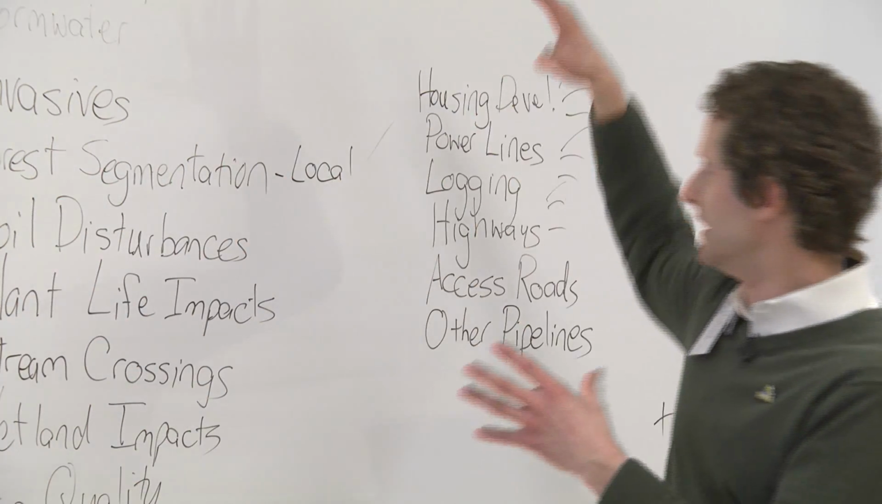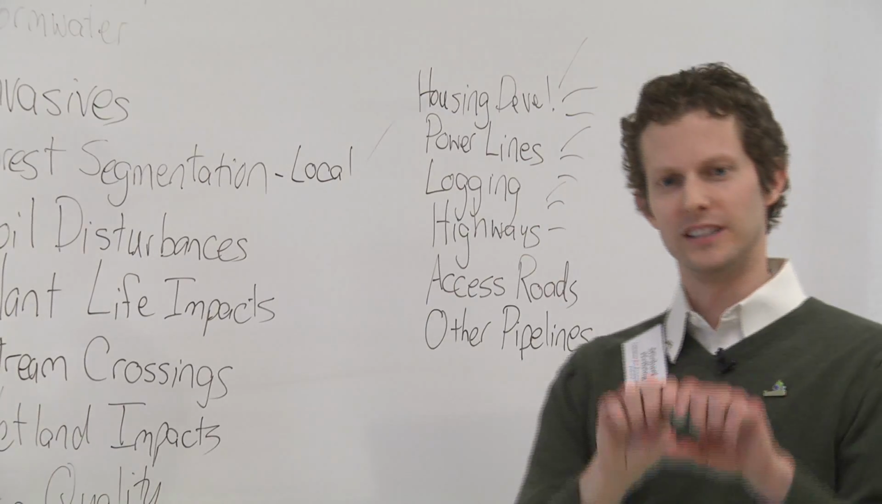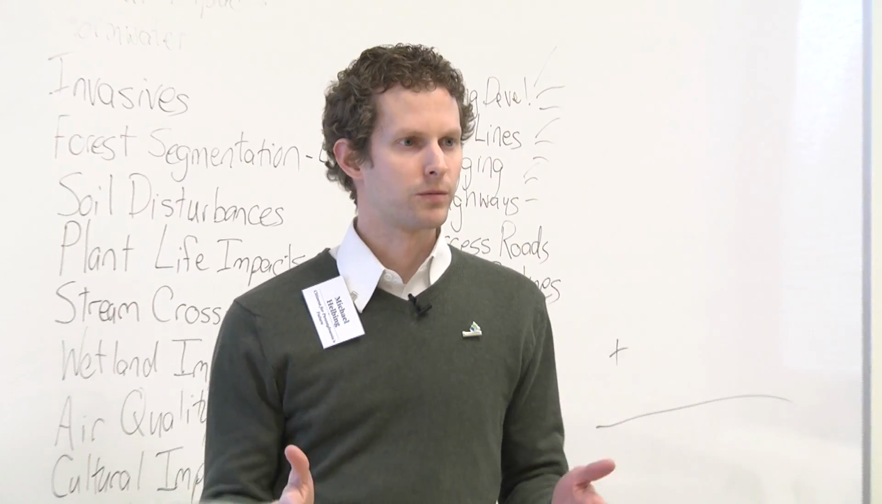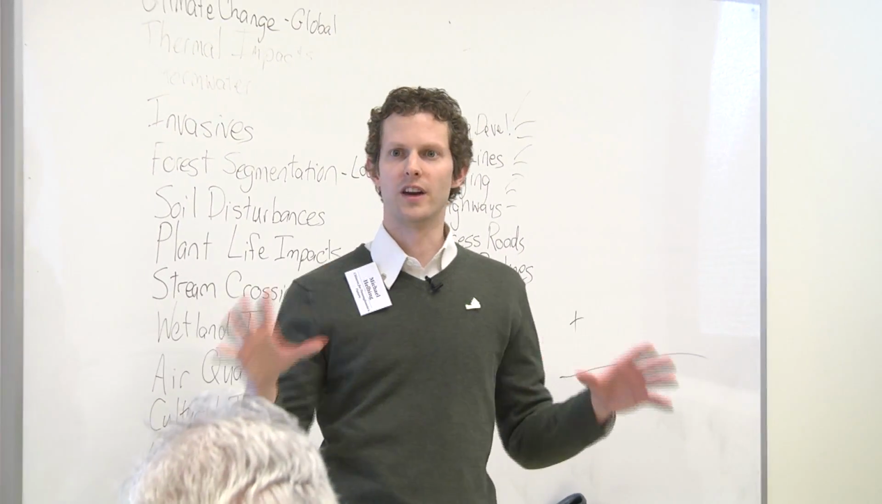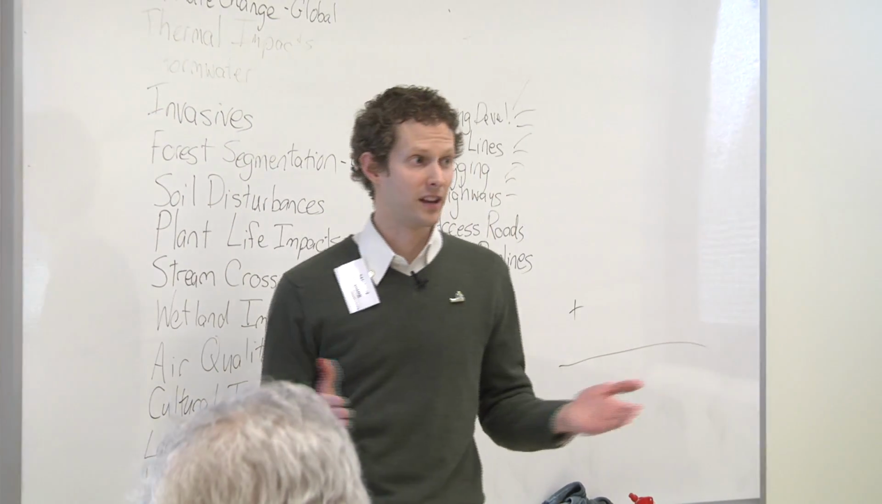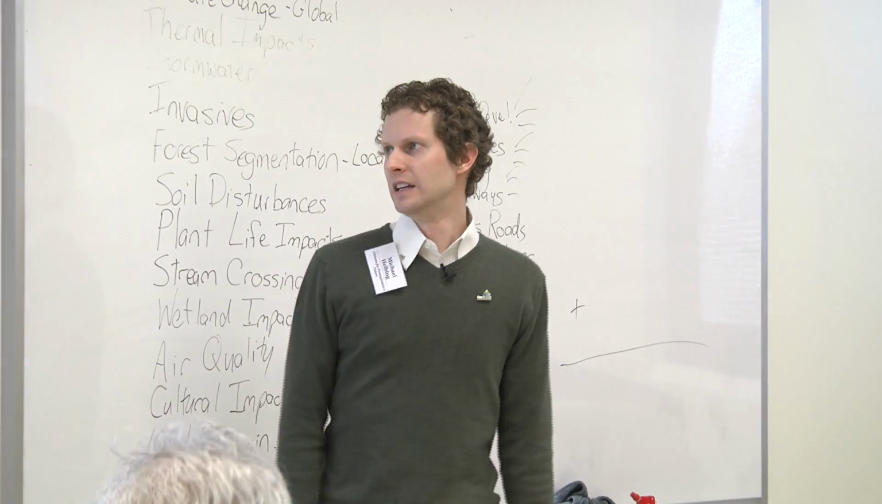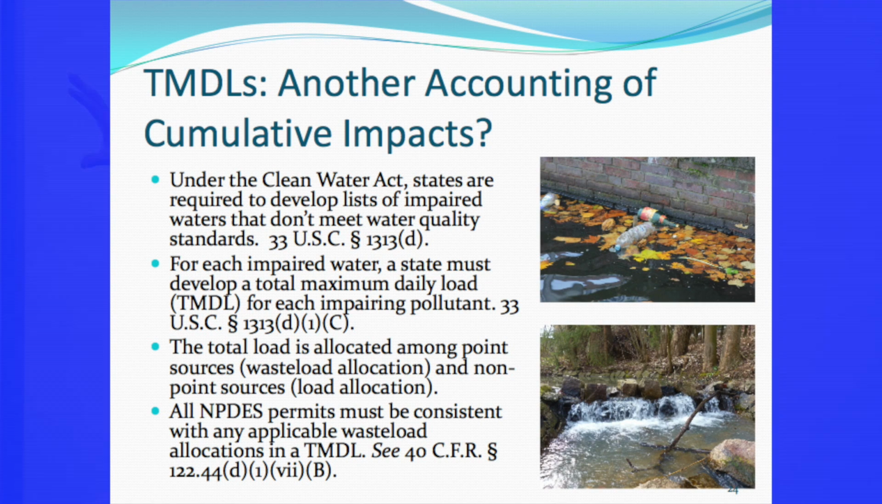They're thinking about something that ideally looks like this, often in reality looks like this. But that's what they're talking about. We're focused on a project. We're thinking about all of the other impacts that may have an effect on the same resources as the project we're talking about. I very rarely hear TMDL talked about in the context of cumulative impacts, but I think it's fair to think about it as a cumulative impacts assessment.